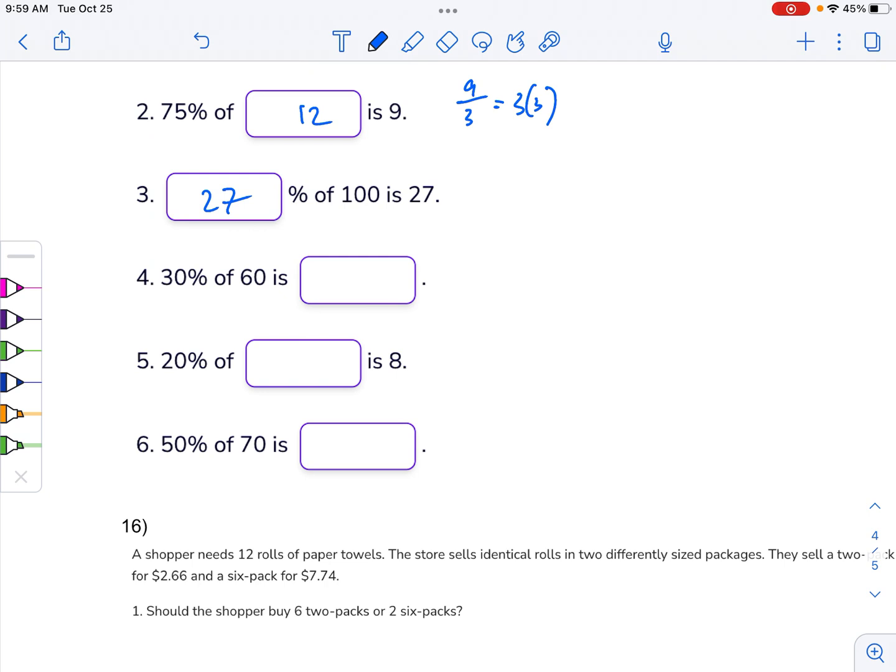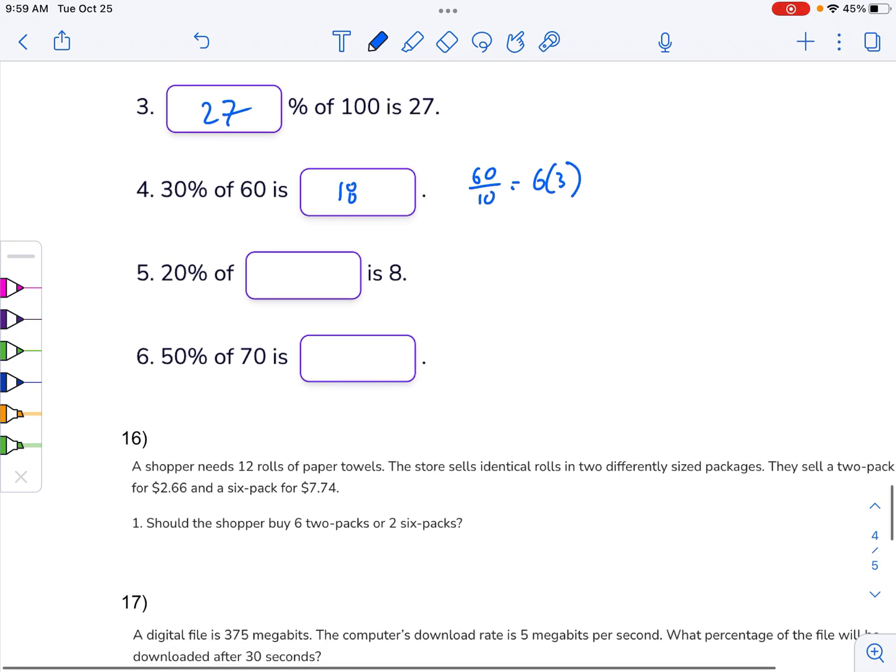So 60. I'm going to take 60 and divide it in groups of 10 to find out what is 10%. So it's 6. 30% is 3 of them, so I need 3 of those. So 6 times 3 is 18.